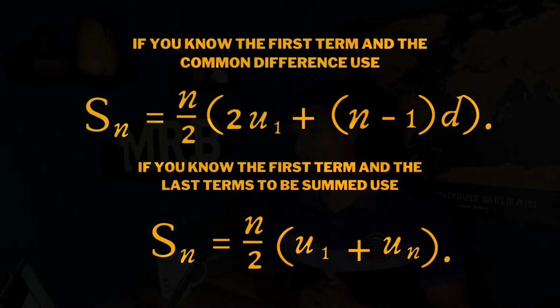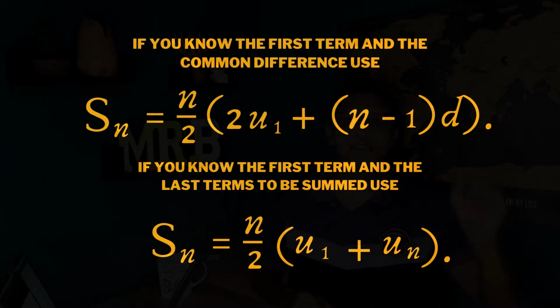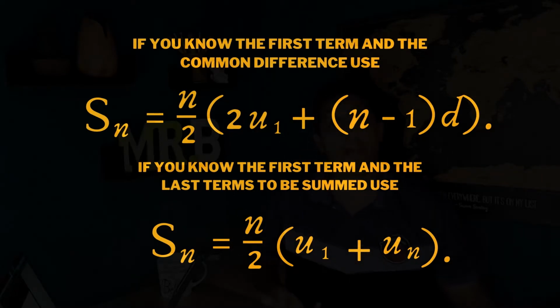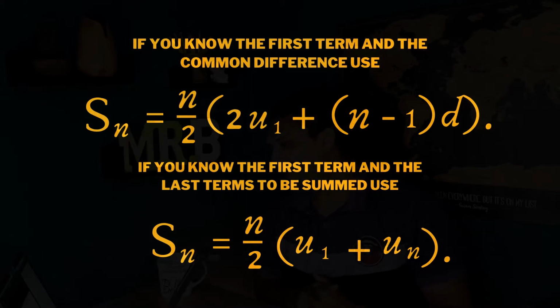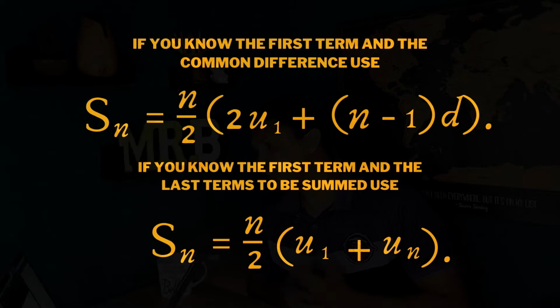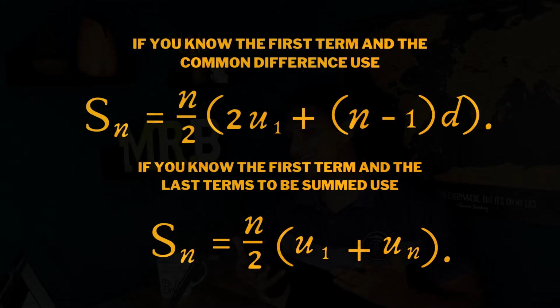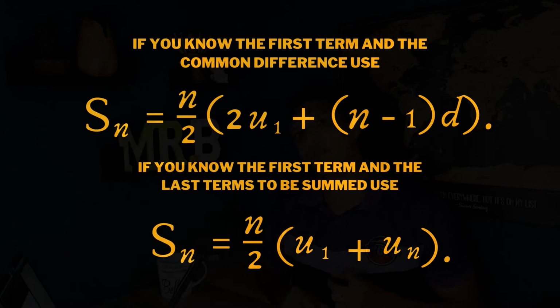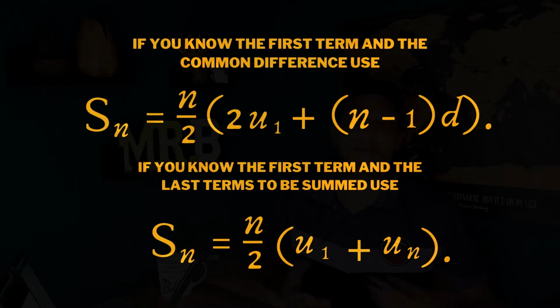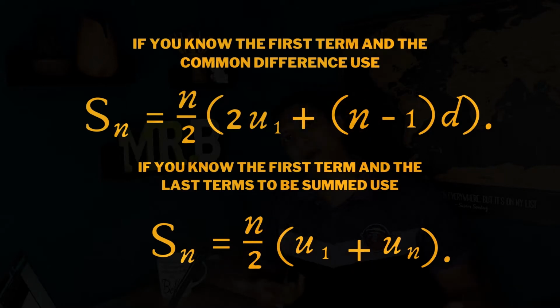In the second formula, we only need the first term and the last term of the sequence that we're exploring. The letter S means the sum, of course. And in the first formula, we only need the first term and the common difference. So, which one are we going to use? Well, it depends on what elements are provided by the problem.